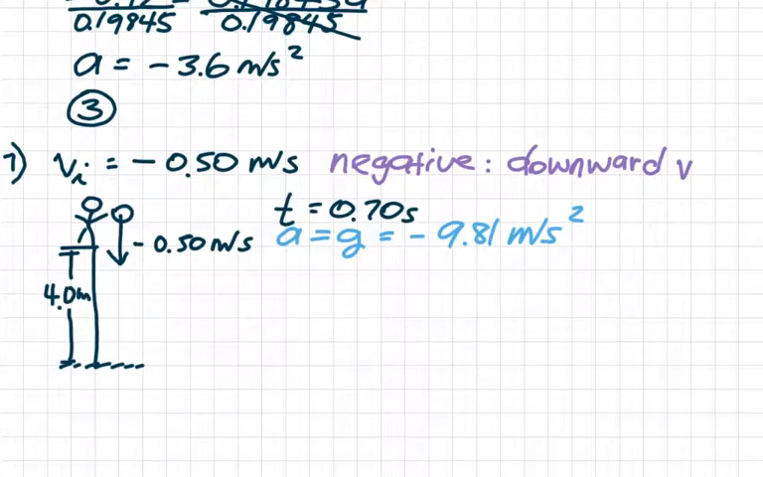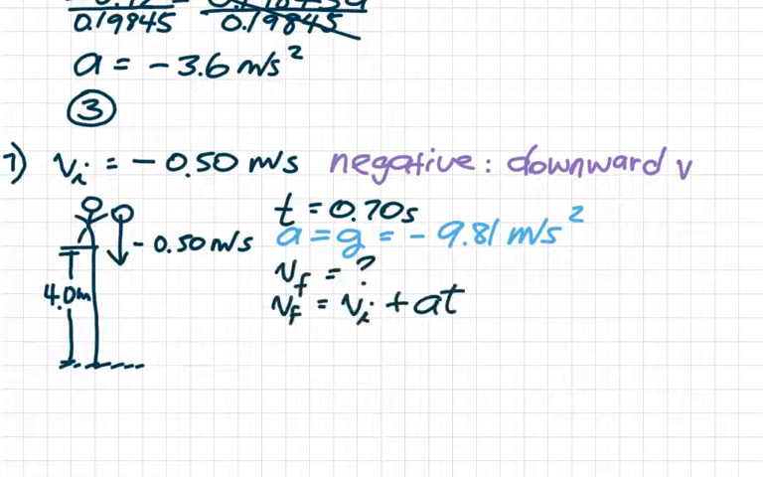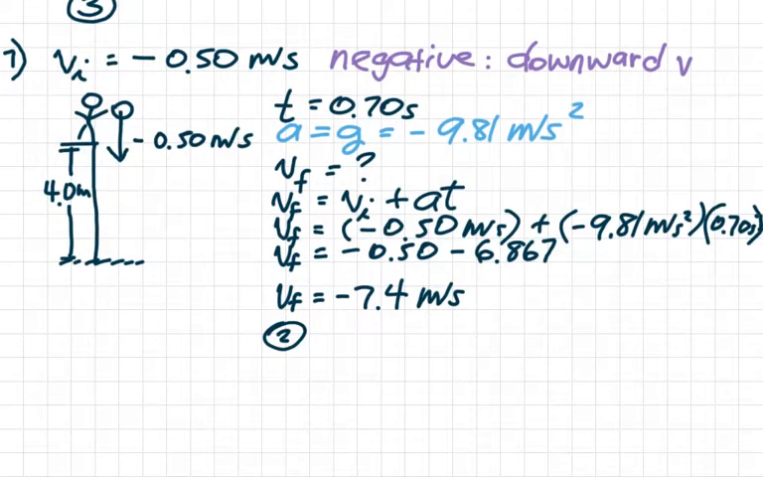Now they want to know the speed 0.7 seconds later, so we want to know V final. We know V initial, we know the time. They didn't expressly tell us the acceleration. That's a free fall problem. We have to know the acceleration. That's why I wrote it in blue. It's something that we know, but it's not something they told us directly. We get that VF is negative 7.4 meters per second, which is choice 2.